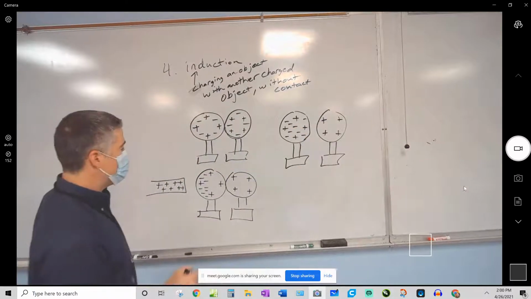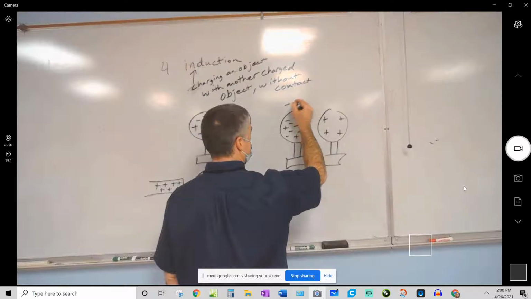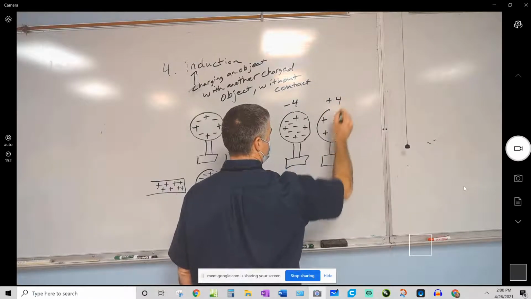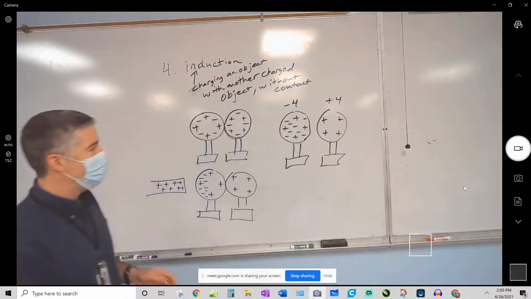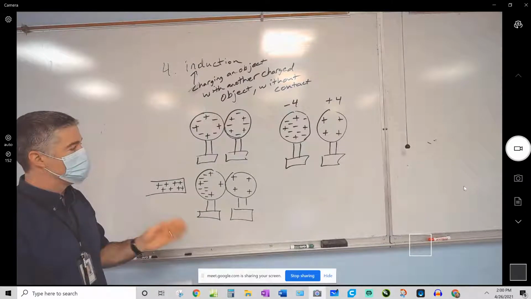So the overall charge of this would be a -4 charge, and this would be a +4 charge. But the entire system would still have a neutral charge, so charge would be conserved. So there's that.